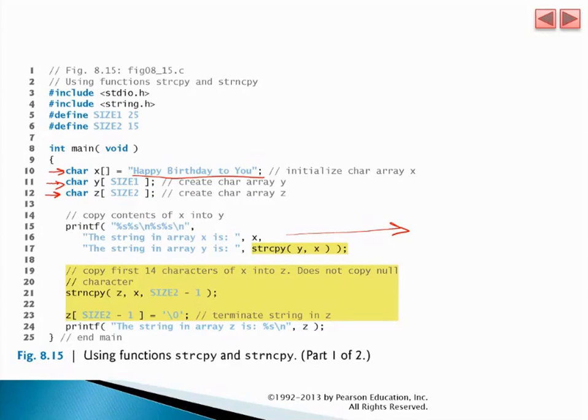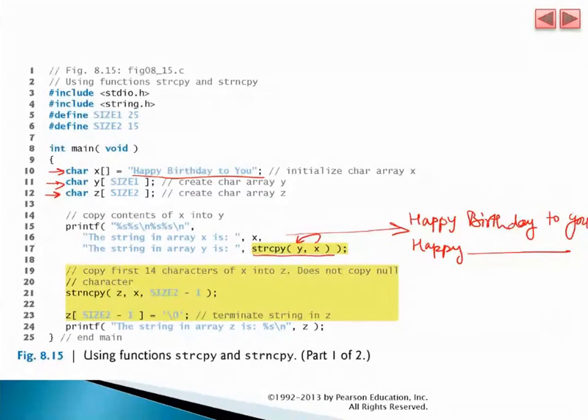What will get printed with this line? Happy birthday to you, happy birthday to you, right? Okay, then what we are doing, we are saying the string in y is, and we are calling this function strcpy(y, x). Now whatever is written in x will get copied to y. So the same thing will get printed again, the entire thing will get copied, right?